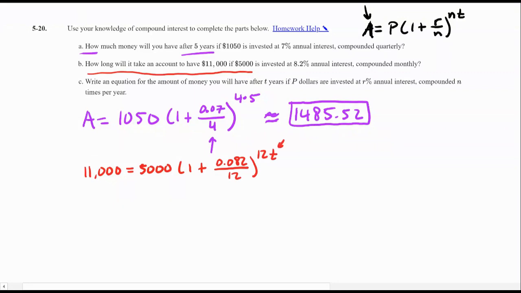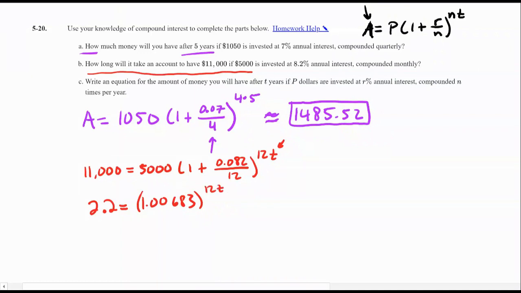So now I'm just going to be doing this math kind of backwards here. So as we go, I'm going to divide by 5,000. I don't know what that is off the top of my head just yet. I'm going to put the stuff in parentheses together using a calculator. It gives me like 1.00683 if we want to call it that. Also, I'm just going to divide 11 over 5, which is 2.2. And then that's to the power of 12t.